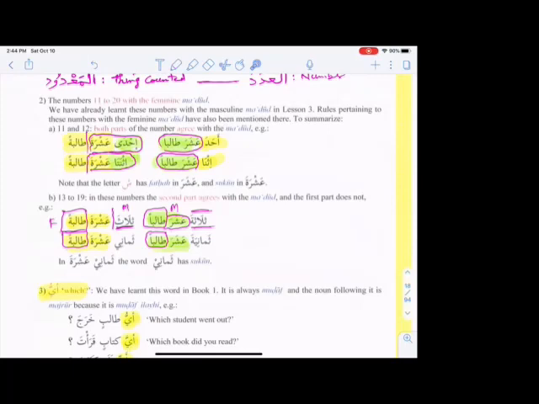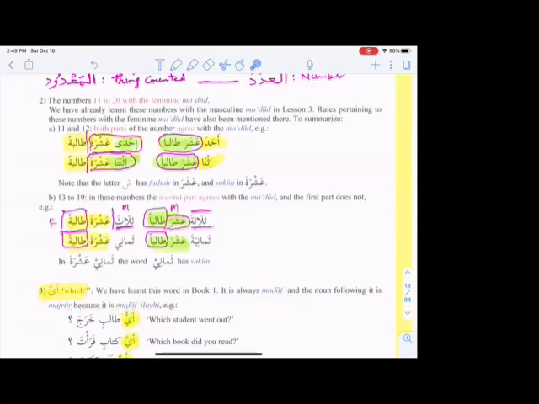That means which? Ayyu. No, Ayyu, this you have to remember. We all have to remember. Ayyu will always come as a mudaf, followed by mudaf ilayhi, which will be majroor. Mudaf ilayhi is always majroor. So Ayyu, which we have learned in book 1. Okay, I think we did it in book 1. It is always mudaf, no matter whatever vowel sign it has, but it is always a mudaf. And the noun following it is majroor because it is mudaf ilayhi.